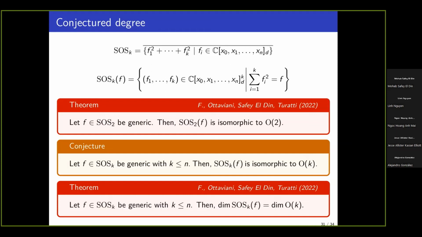What you said about components? We can decompose the variety into the orbits. So we have some representations of the sum of squares decomposition. You can look at the orbit of this decomposition by O(k). And as soon as you get to the number of squares being equal to the number of variables, this is no longer enough to describe the whole thing. You have this difference in dimension.